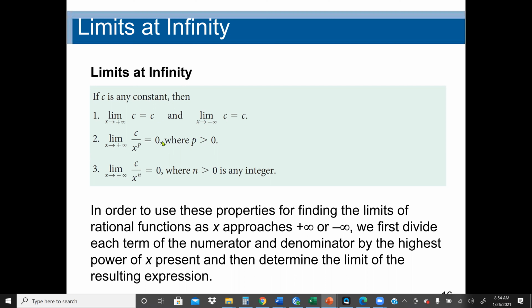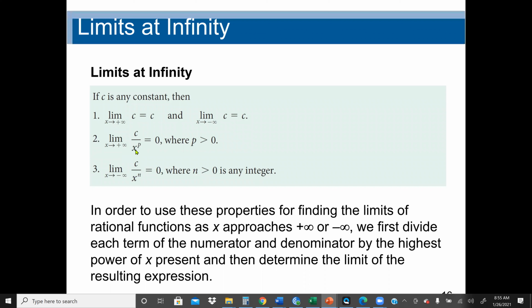I have a value divided by S raised to the power P. P can be any value, but it has to be greater than 0, because we know if S is raised to the power 0, the answer will be 1. So if I have the limit as S approaches positive infinity of any constant value C divided by S raised to the power 0, the answer will still be C because S to the power 0 is 1. But if P is any value greater than 0, the answer will be 0.